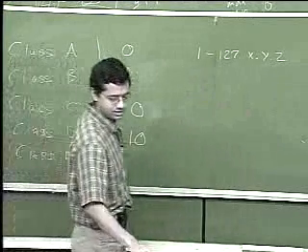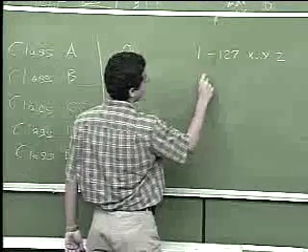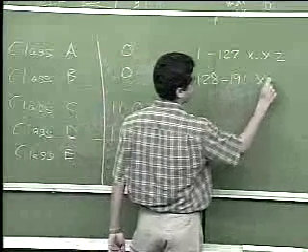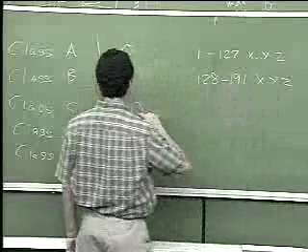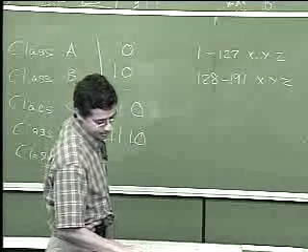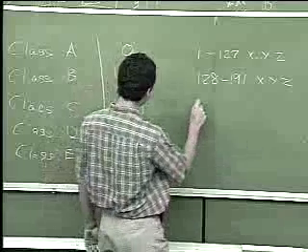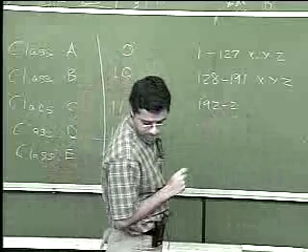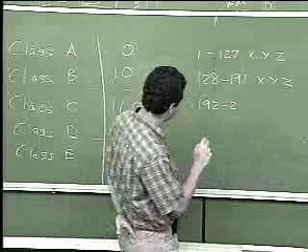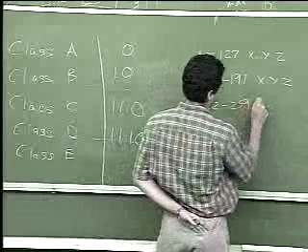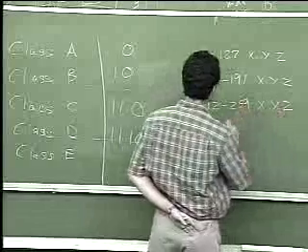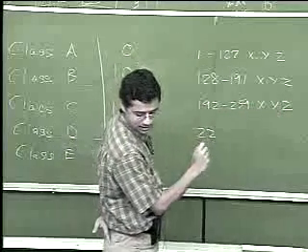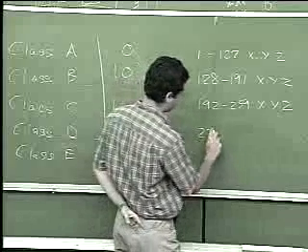Any address which is 128 to 191.x.y.z is a class B address. Class C address would be 192 to 239. And class D would be 240 onwards.